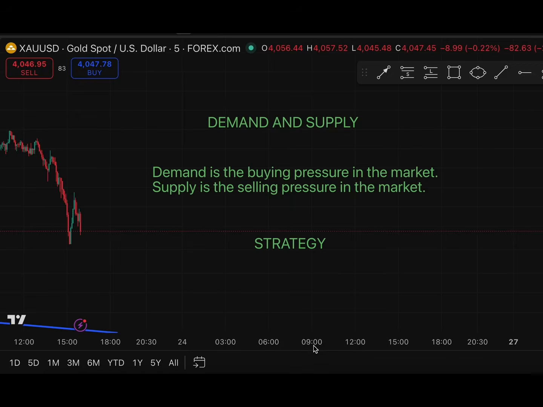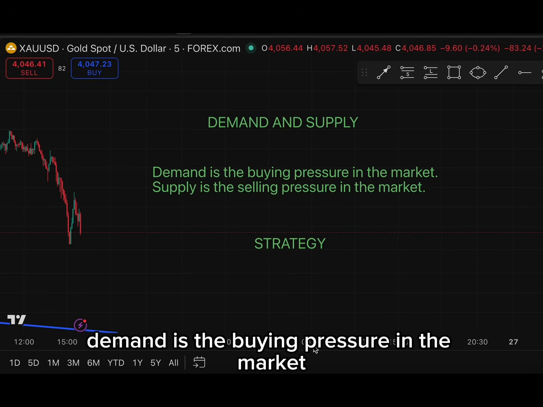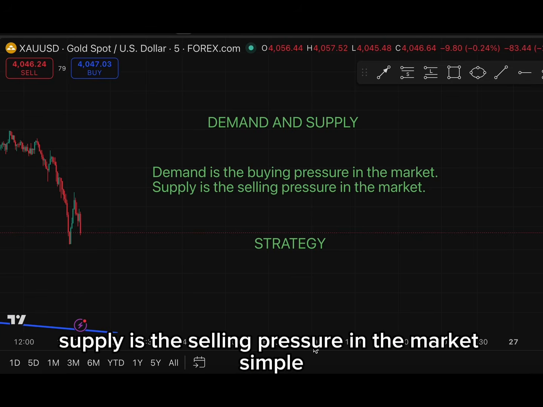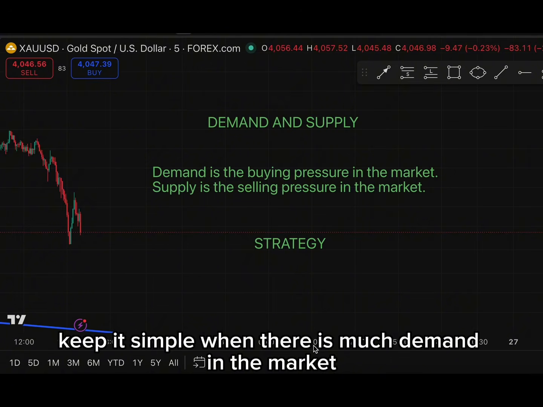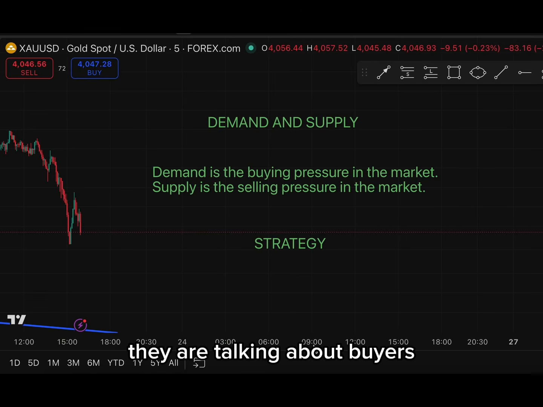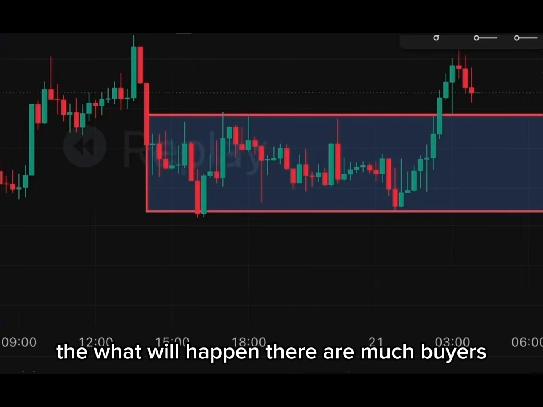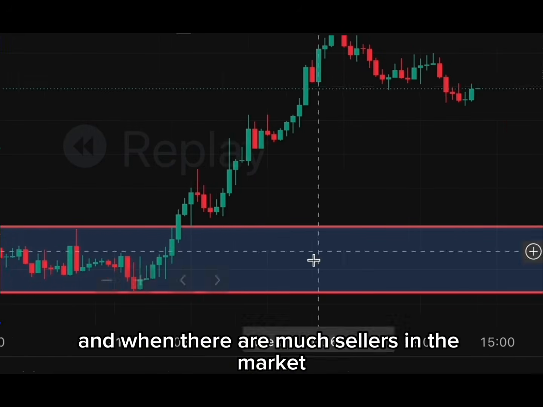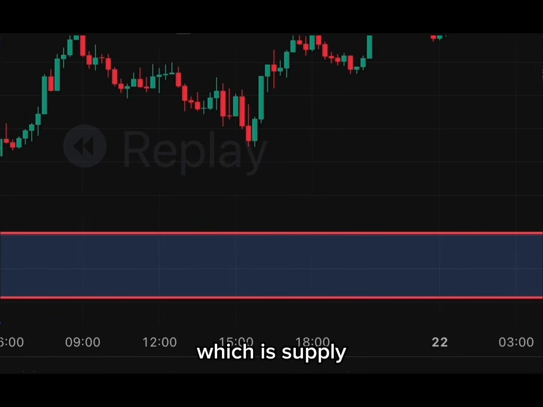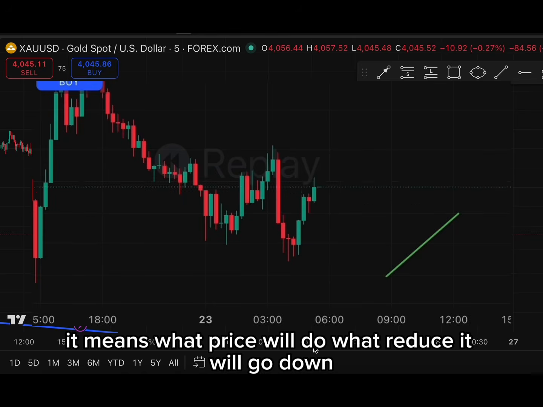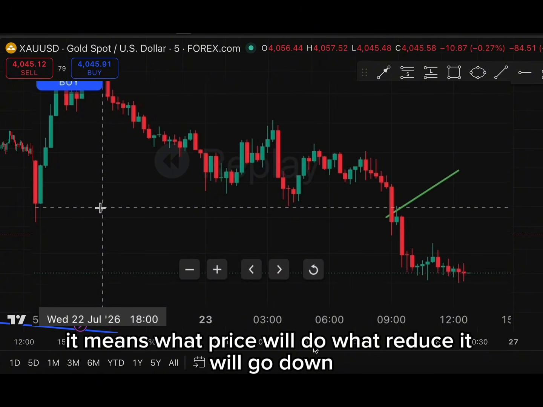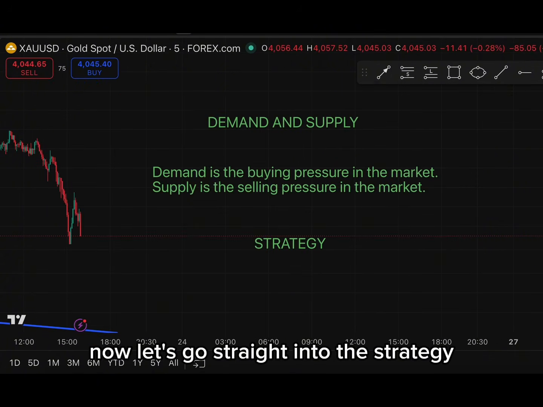Demand and supply. Demand is the buying pressure in the market, supply is the selling pressure in the market. Simple. Keep it simple. When there's much demand in the market, they are talking about buyers. Then what will happen? There are many buyers. What will happen? Price will increase. And when there are many sellers in the market, which is supply, it means what? Price will do what? Reduce. It will go down. Now let's go straight into the strategy.